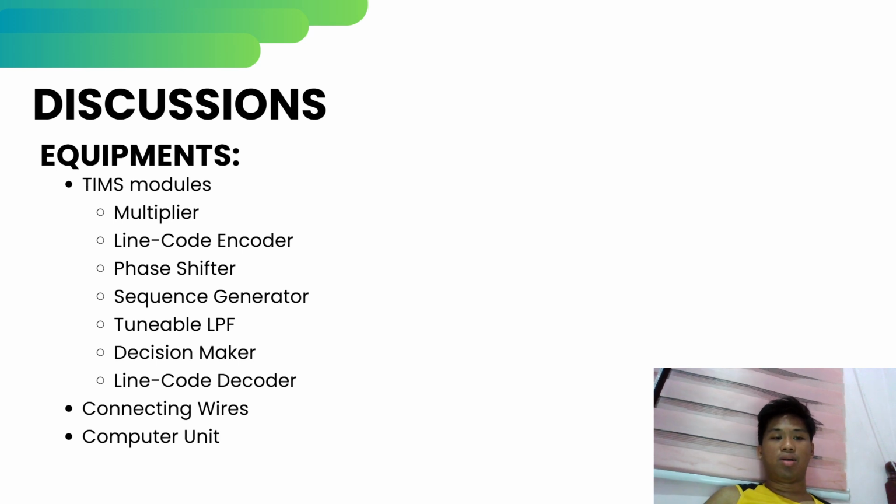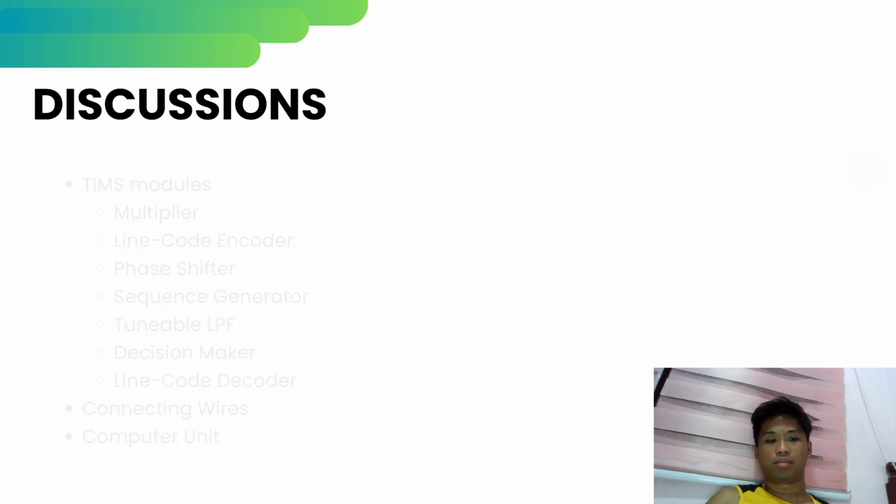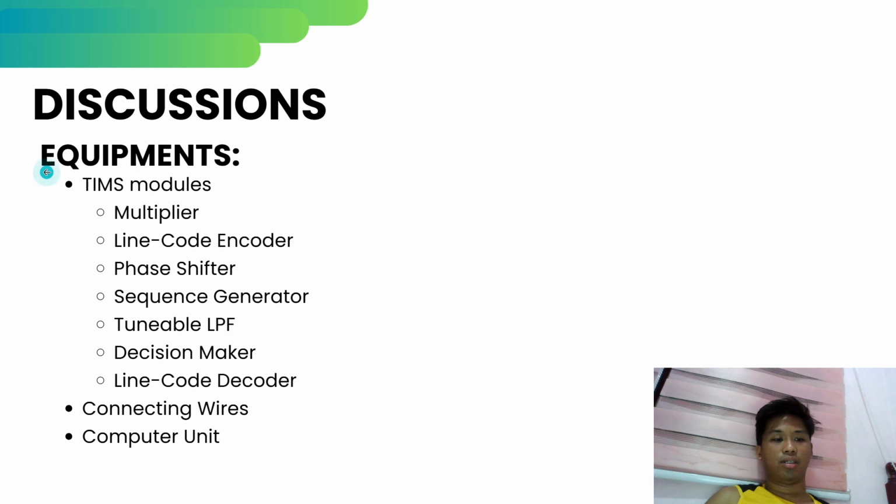So let's talk about how we did the experiment in the laboratory setup using TIMS. The equipment that we used for this is the TIMS module, the multiplier, line code encoder, phase shifter, sequence generator, tunable LPF, decision maker, line code decoder, connecting wires, and the computer unit.